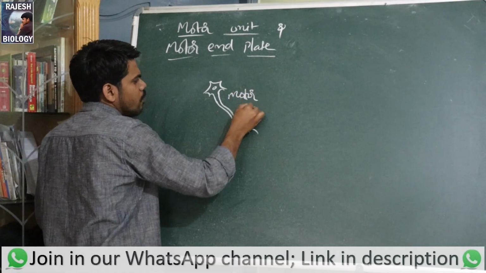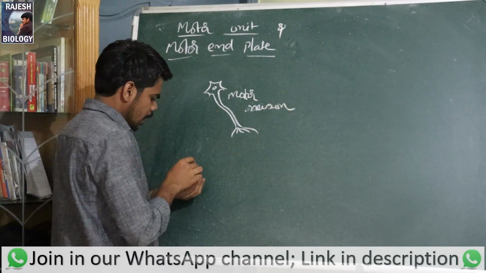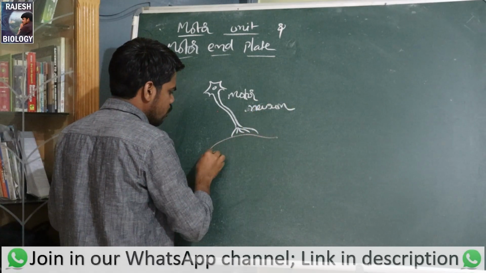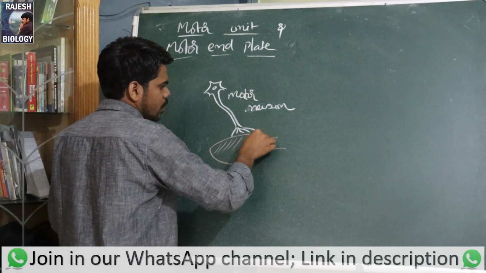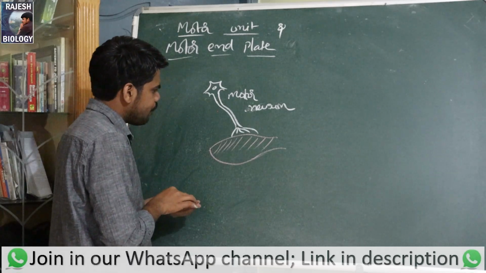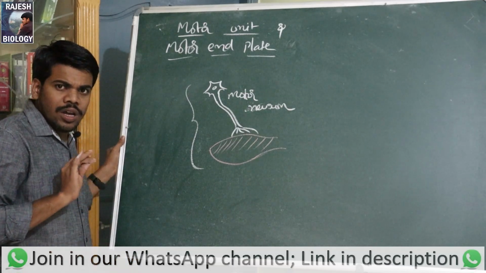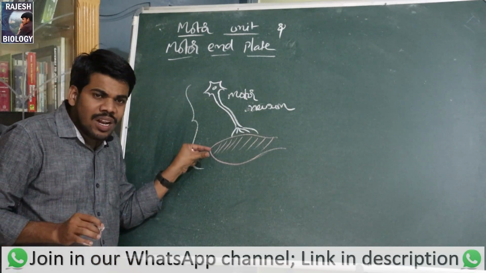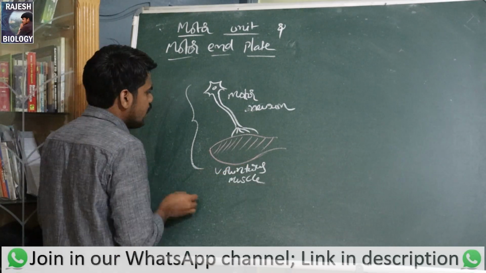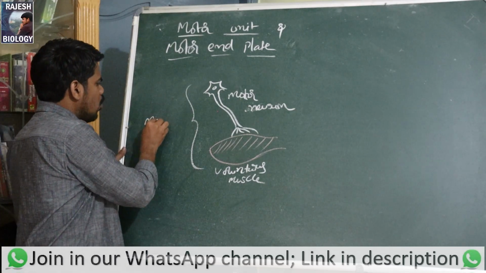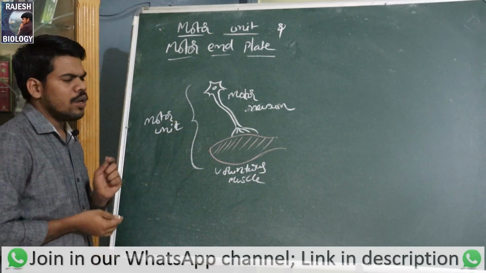Imagine this is a motor neuron, and here it is a muscle, a biceps muscle for example. A skeletal or voluntary muscle and a motor neuron together are called what? These together are called a motor unit.